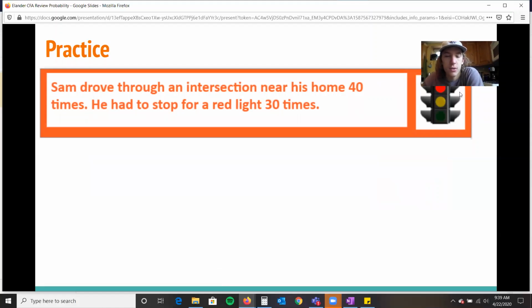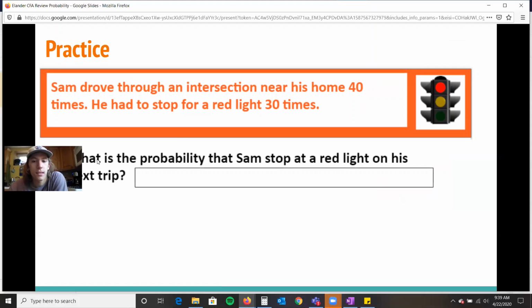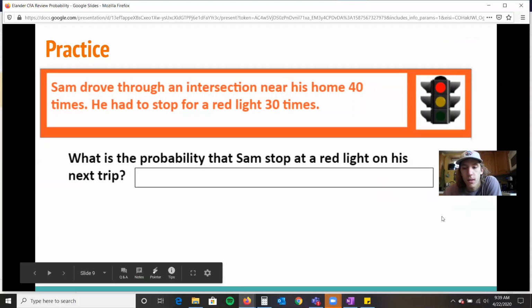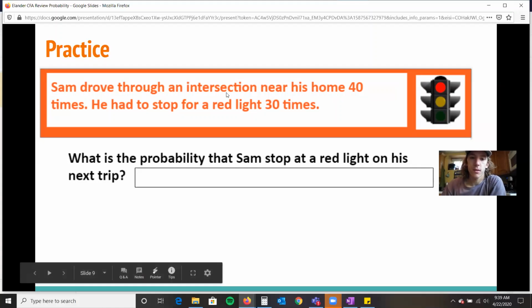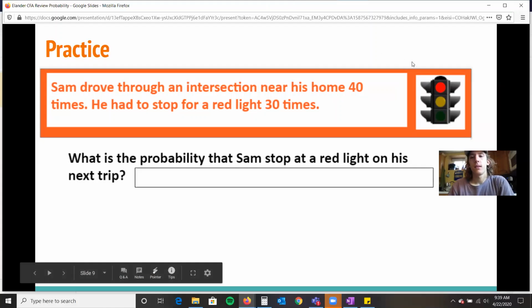So we've got Sam here, and he drove through an intersection near his home 40 times. He had to stop for a red light 30 of those times. Okay, so what is the probability that Sam stops at a red light on his next trip? So what do you guys think? So this is an experimental probability because we have some results, right? He had to stop 30 times out of the 40 times he went through this intersection. What is the probability that he'll have to stop at a red light on his next trip? Think about your answer, and then I want you to go ahead and respond.